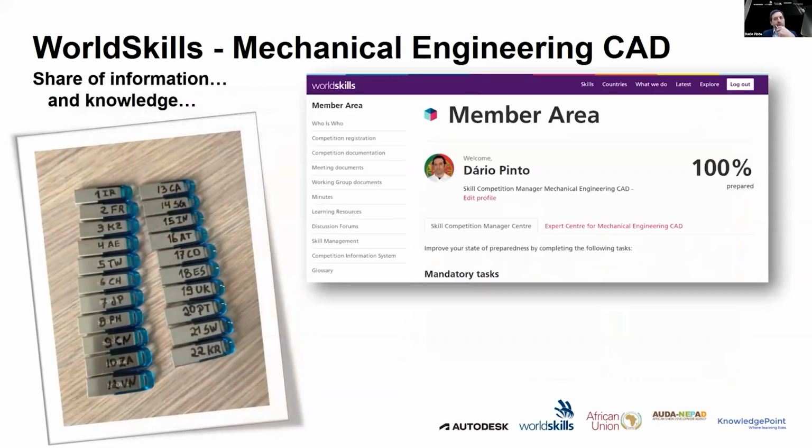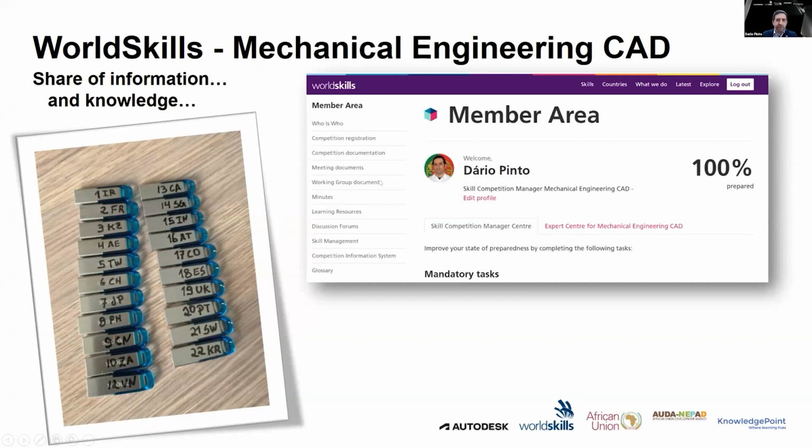Another thing that we really reinforce at every competition is we need to share the information. We need to share the knowledge. So everybody learns from everybody. We learn from competitors. We learn from the other experts, what they do, what their experience is, what model they implement in their own countries. And another thing is, when you go to the WorldSkills website, you will have an area like this, and you can have who is involved, competition registration, the documentation, meeting documents, and so on.